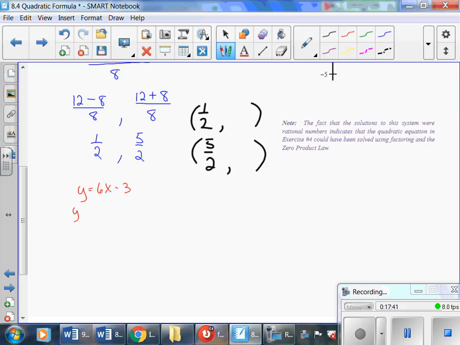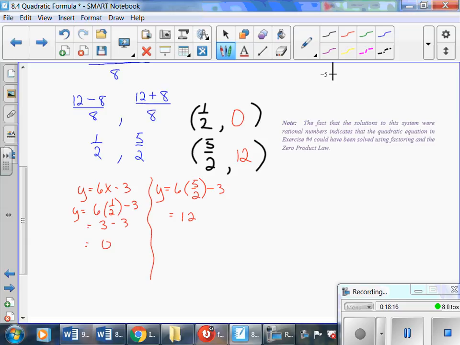I'm going to do y is equal to 6 times 1/2 minus 3, which is 3 minus 3, which is equal to 0. So when x is 1/2, y is 0. And the other one is going to be y equals 6 times 5/2 minus 3. And we put that in my calculator, and I come out with 12. So there are my 2 points of intersection. 1/2 comma 0 and 5/2 comma 12.